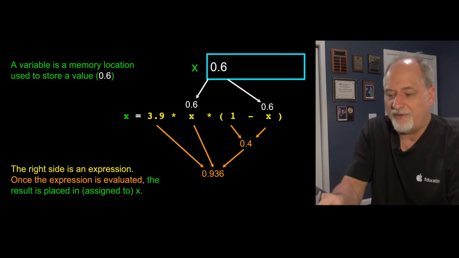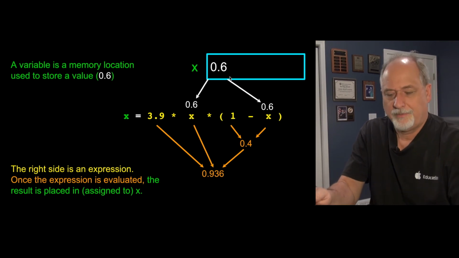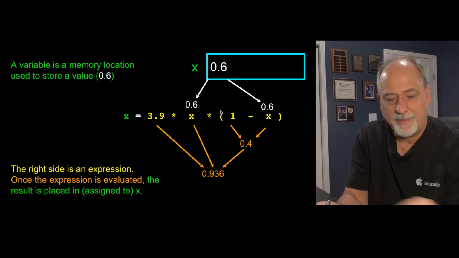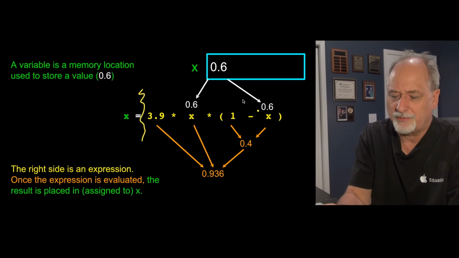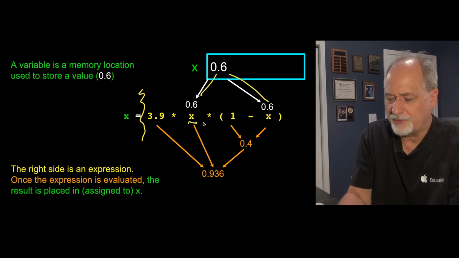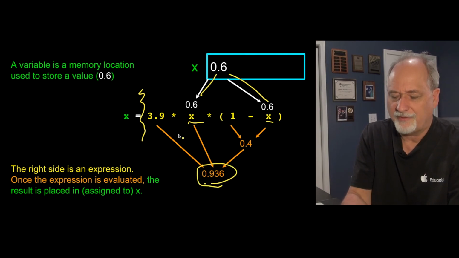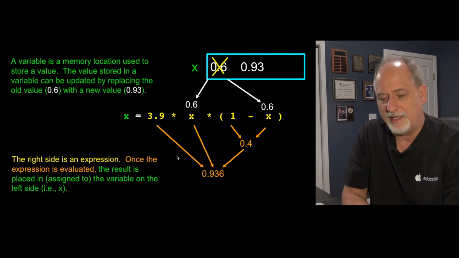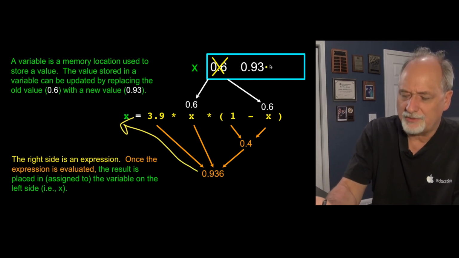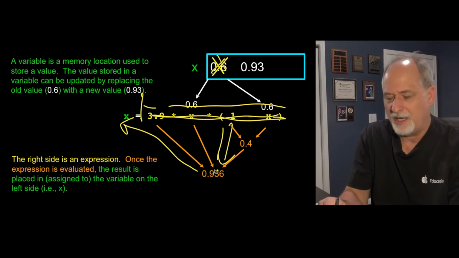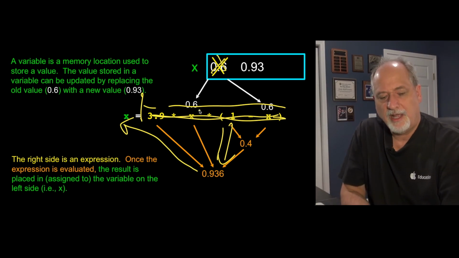And so if, for example, we have x and x has 0.6 in it, what happens is that it ignores this part right here and evaluates the expression. So it pulls the 0.6. Everywhere x appears, it pulls 0.6 out. Then it starts running these calculations, and then it has the new value. After all the calculations are done, then and only then is it going to put that back into x. And so it takes that and puts it back into x and wipes out the old value. At this point, this has all been reduced down to this 0.93, and that is what's put in as the new value.